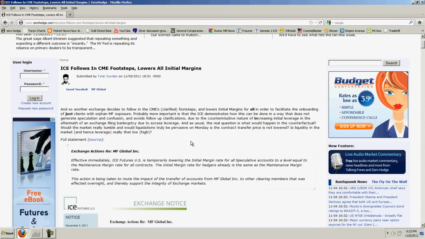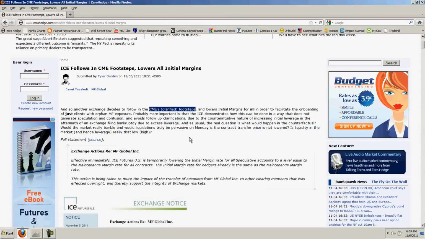What has happened now is that the CME has clarified the issue, and since the issue is getting these accounts to new brokers, the big controversy was all these people having to put up a ton of money to get back up to initial margin from the maintenance position they were at, which would cause a tremendous cash crunch on Monday when the markets opened. They've decided, instead of raising the maintenance margin to the level of initial, they're going to lower the initial down to the level of maintenance.